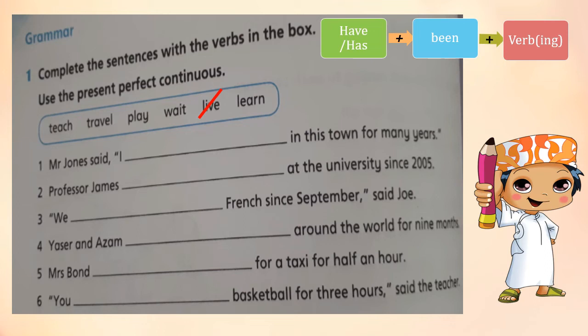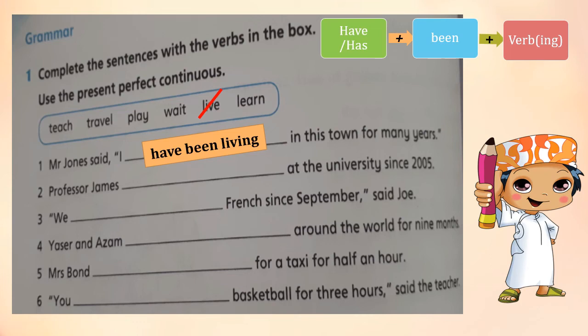Look at the subject. Here the subject in the sentence is I. So, remember, I comes with have or has. Very good. Have. I have been living. Well done. Very good. Pay attention. The verb live ends with letter E, so when we are going to add ing, we omit the letter E and put ing. Look, I have been living in this town for many years.